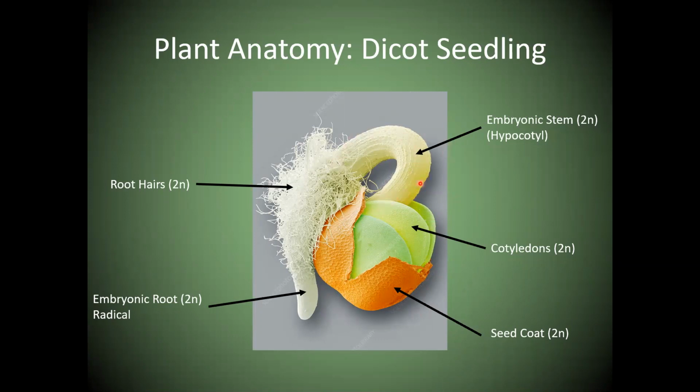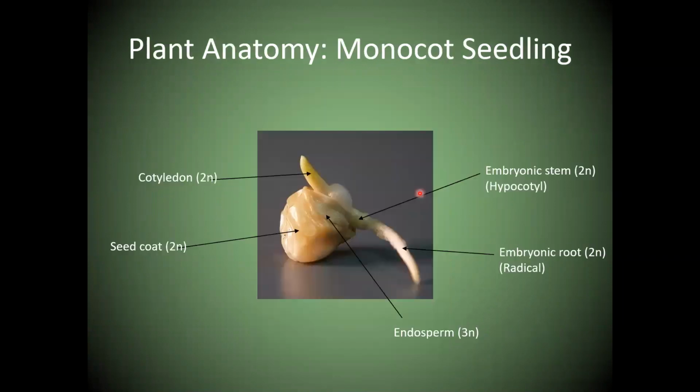Then you have this stem, embryonic stem, right? Then you have the actual embryonic root, also known as the radicle, and then root hair that are actually emerging from the embryonic root, right? And there are two parts of the stem, right? And I will actually explain that two parts of the stem later.